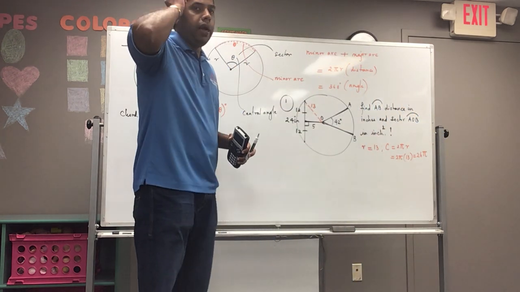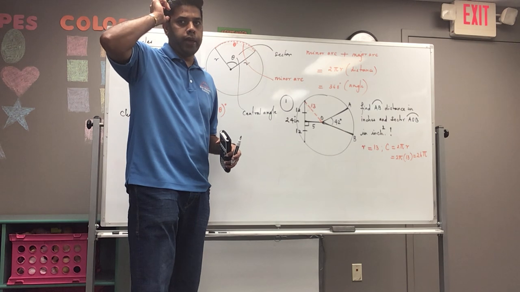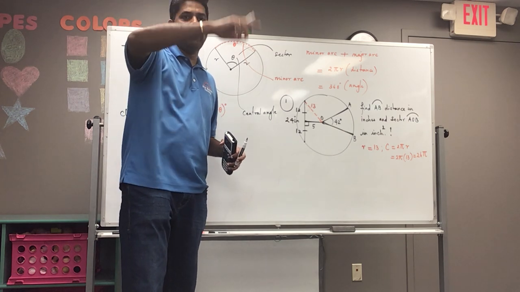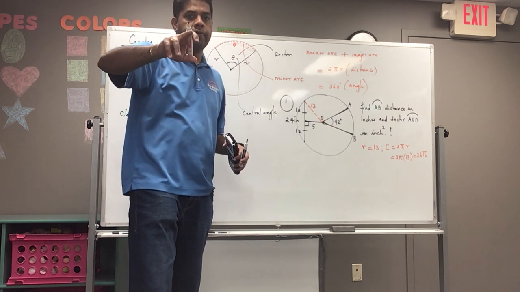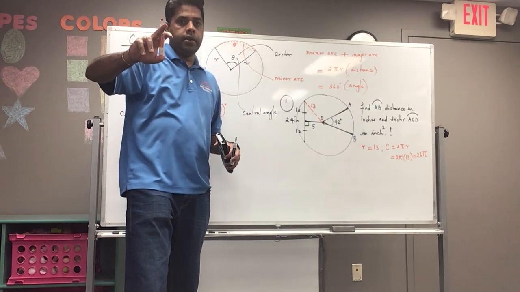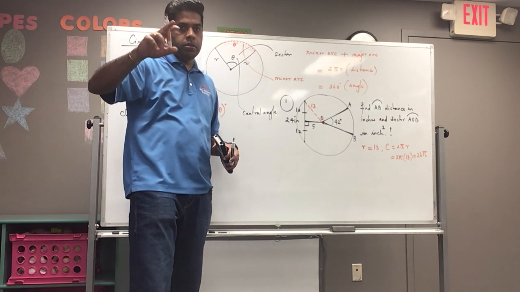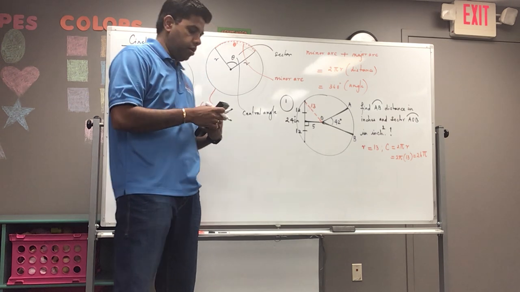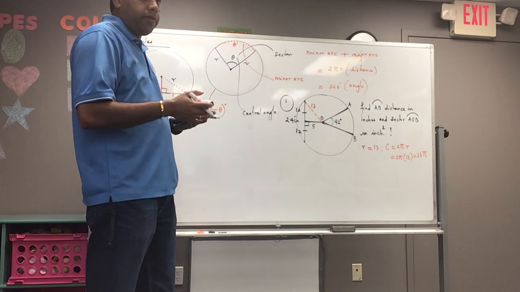First question, how many got to this point, 26 pi? 1, 2, 3, 4, 5, 6, 7, 8. Okay. Right? That's the first step.